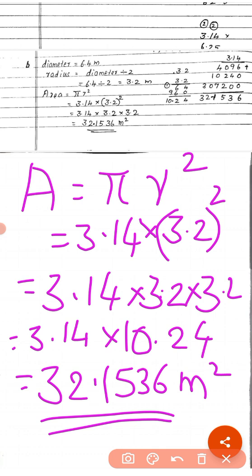The given diameter is 6.4 meter. So children, here the diameter is given. First we have to find the radius. Radius is diameter divided by 2. 6.4 divided by 2 is 3.2. Then substitute the value of pi and r in this equation, that is, area is equal to pi r squared. R squared means r into r, not 2r. Do the calculations carefully, children.